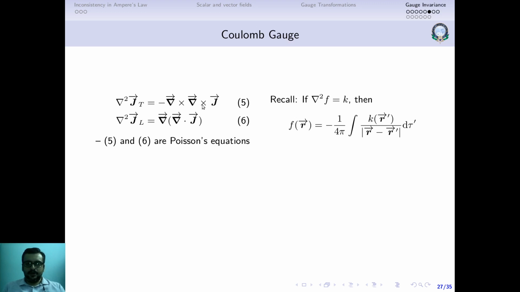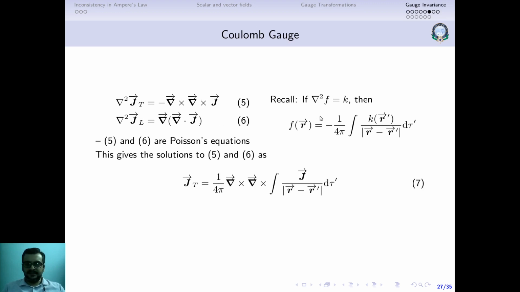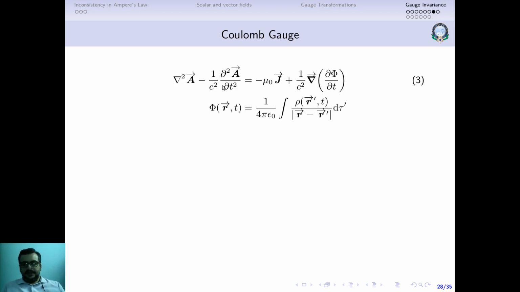So all you need to do is apply this formula to equations 5 and 6. This is your f, and this entire quantity is k. Similarly, this is f here and this is k. When you apply this, you get the solution of 5, which is JT, and the solution of 6, which is JL. These are equations 7 and 8.